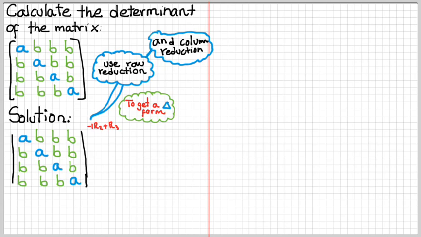So the first thing that we are going to do is minus 1 row 2 plus row 3, and this implies that we are modifying row 3, and this other operation, minus row 2 plus row 4, and this means that we are using row 2 to modify row 4, so we are changing row 4. So we write our matrix.